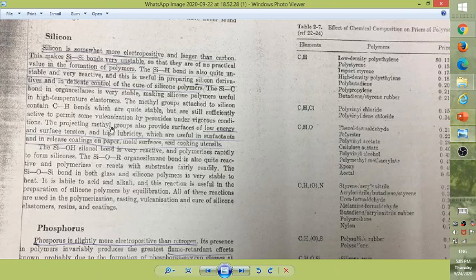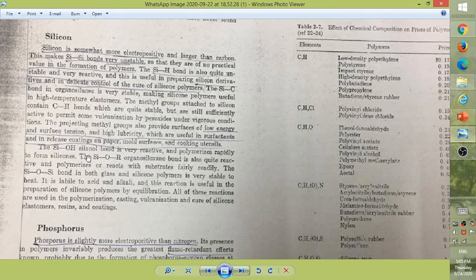The projecting methyl group also provides surface of low energy and surface tension and high lubricity, which are useful in surfactants and in release coatings on paper, mold surfaces and cooking utensils. So whenever these properties are there, cooking utensils can be made. Which two properties? Low surface tension, low energy and high lubricity.